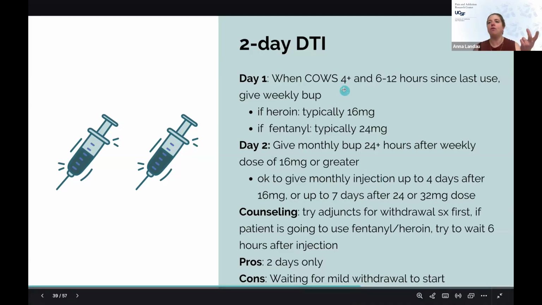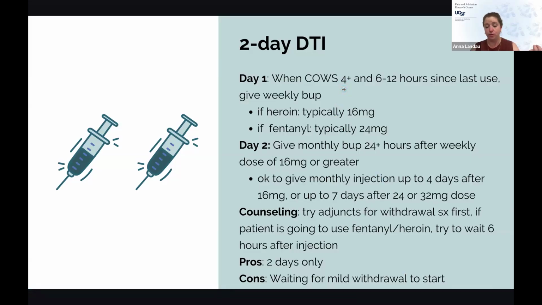A COWS score of 4 is a very mild amount of opioid withdrawal, in 6 to 12 hours, at least, since the last time that they used. We typically give 24 milligrams, which is the dose of the injection that is most commonly studied, and so that is often our default dose. This is because the largest trial, and the only prospective trial of this, came out of the emergency room setting where that was the only dose that they used.